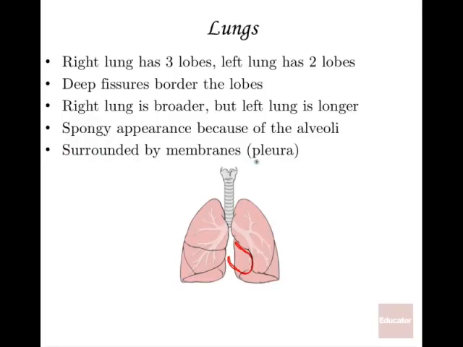And the lungs are surrounded by membranes. So there are 2 membranes. Each of them are pleural membranes, not plural like more than one, but pleura. The pleura, you have 2 of them. One of the membranes is directly on the lungs. Then there's a liquid layer between them, and then there's pleura on the inside of your thoracic wall, or the thoracic cage where the ribs are.